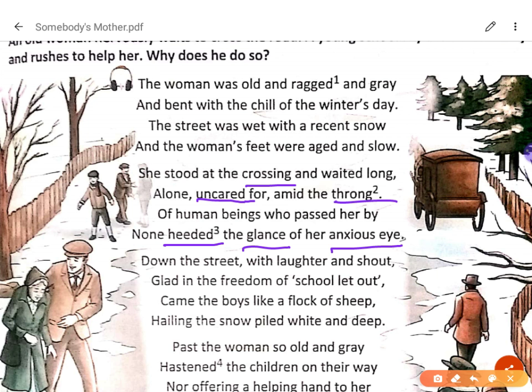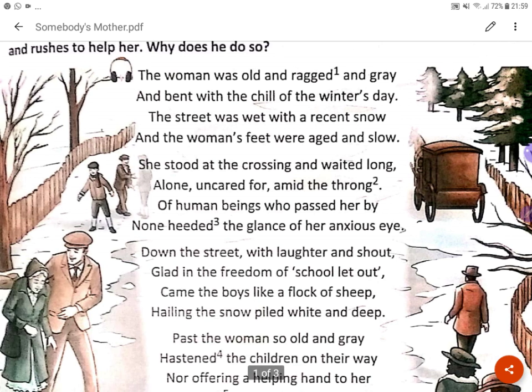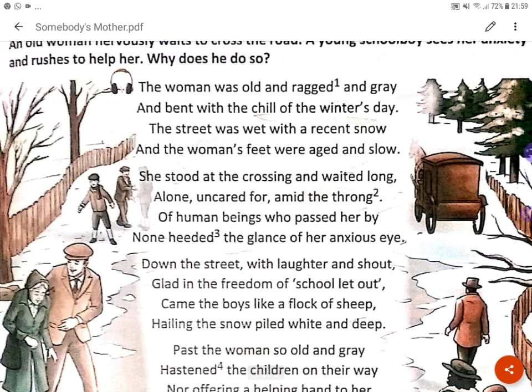Now let me explain this stanza. In this stanza the poet is saying the old woman waited there as the crowd was crossing the road. She was standing at that time at the turning point. She was not crossing. She was fumbling and she was scared that something might hit her, right.